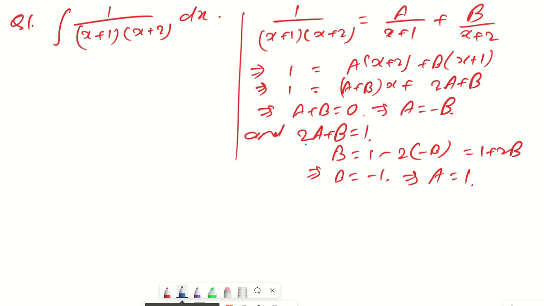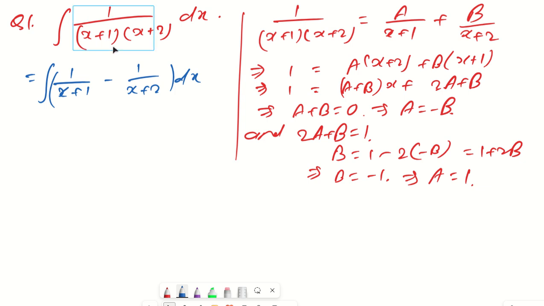So this is how our integration becomes a by x plus a. So that is 1 by x plus 1 minus b by x plus 2. So 1 by x plus 2 dx. So this becomes very easy, right? So we have solved our integration 1 by (x plus 1)(x plus 2) is equal to, by using the partial fraction method, a by x plus 1, that is 1 by x plus 1, plus b by x plus 2, that is minus 1 by x plus 2.